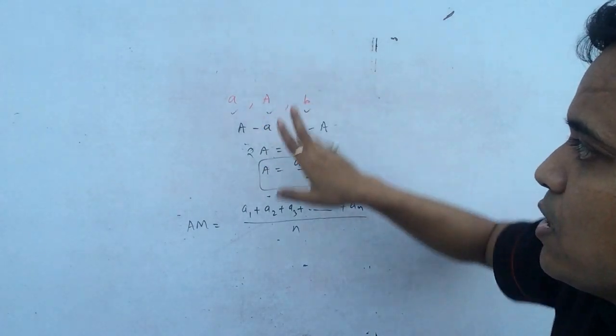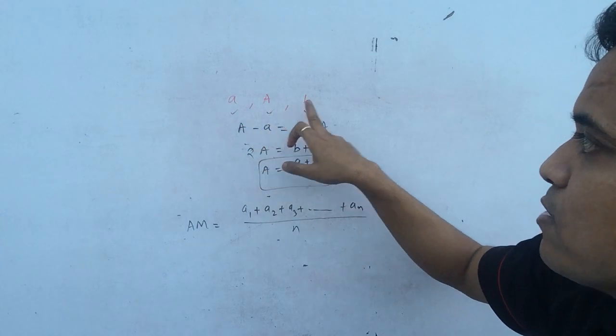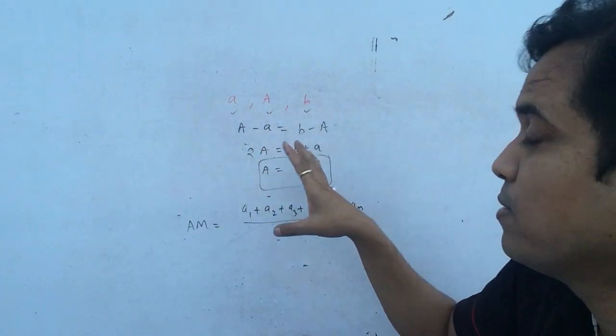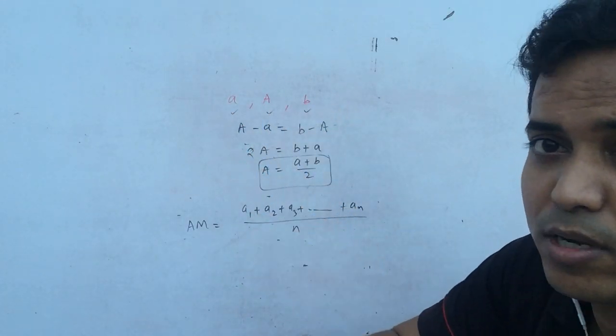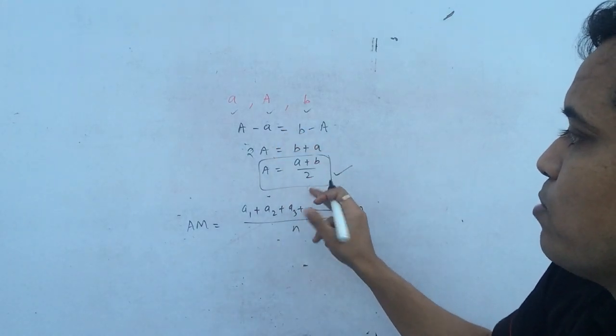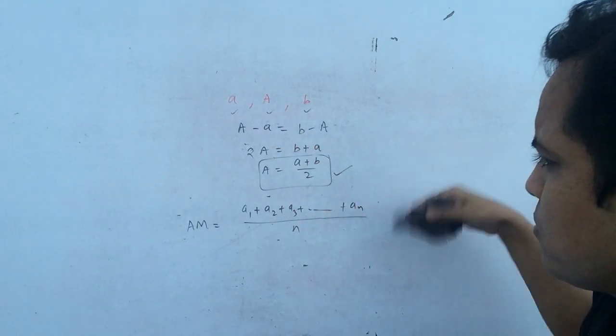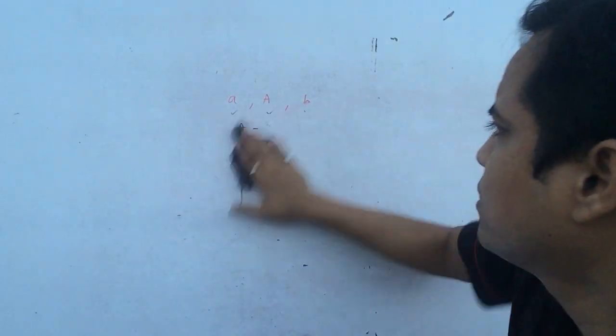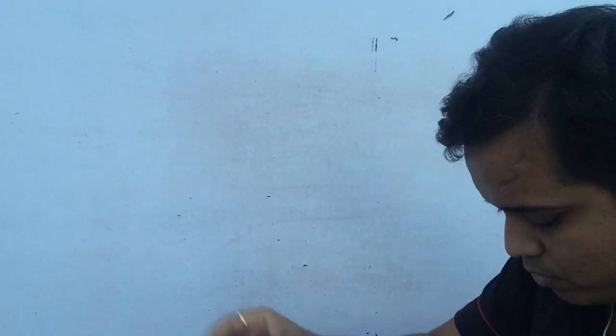So in this case, small a, capital A and small b should be in arithmetic progression, and if I apply it here, this is the condition: A equals (a plus b) by 2. We would use this and solve one question.